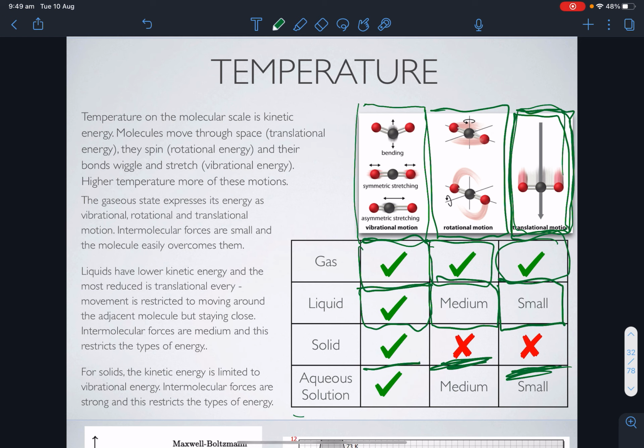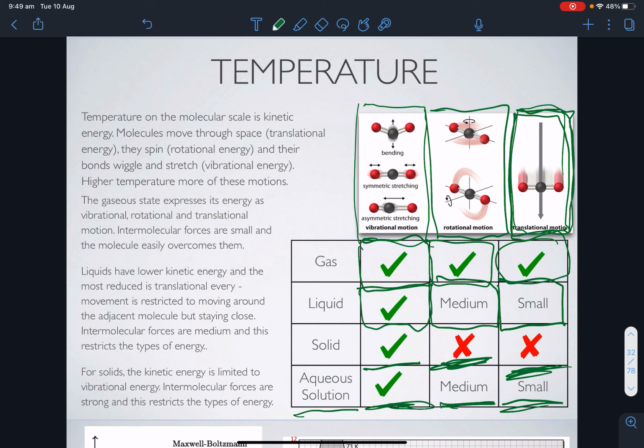Let's keep going. We've got an aqueous solution. You've got bending and stretching, of course, as well. Rotational motion, yeah, they're freer. You can have a medium amount, like a liquid. Still, you've got water particles surrounding whatever it is in aqueous solution, so it's kind of inhibiting it a bit and attracting it. So slow rotational motions, and the translational motion is also much smaller. It can move a little bit over time, but it collides with water particles, so it's got an edge around it, just like in a liquid, so small again.